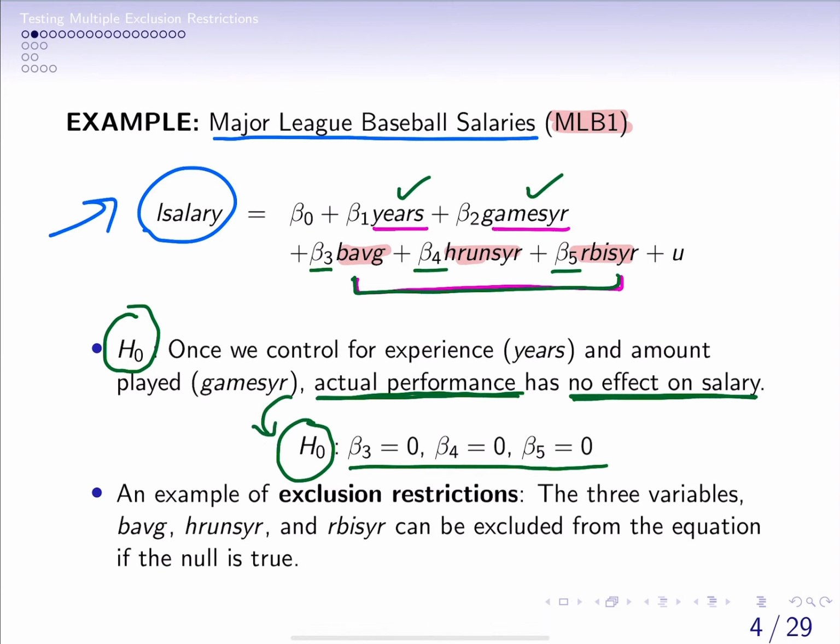Again, actual performance has no effect on salary. This is what we're trying to say in our null hypothesis after we have controlled for the number of years and the number of games played per year. These are also called exclusion restrictions. This would make more sense later, but the idea here is that if this null hypothesis is actually true, then we can exclude these three variables from our regression analysis, or from this equation that we wrote here.